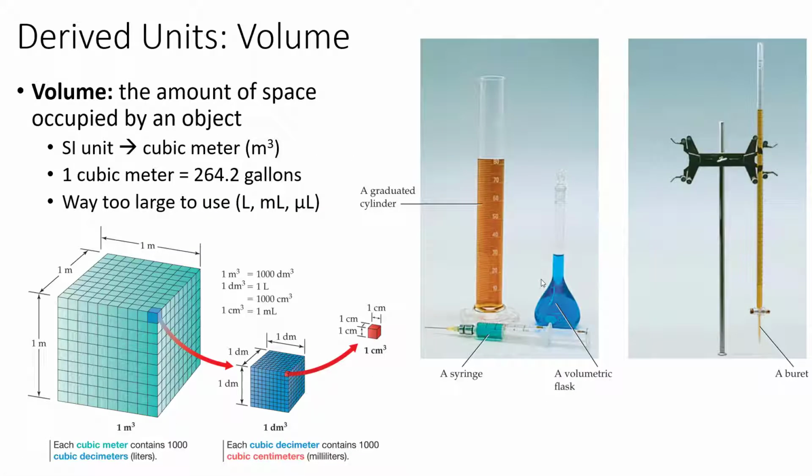Some of the common derived units that we'll see are volume. Volume is defined as the amount of space occupied by an object. The SI unit for volume is the cubic meter, so the meter cubed. One cubic meter is equal to 264.2 gallons. Again, this is a ridiculously large value, and so instead we use the unit of a liter, a milliliter, or a microliter.